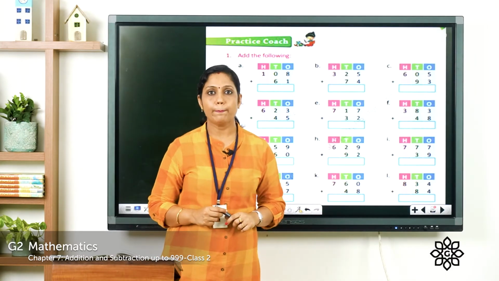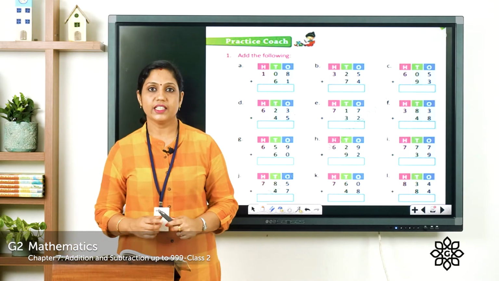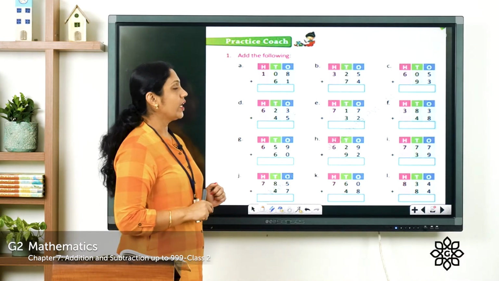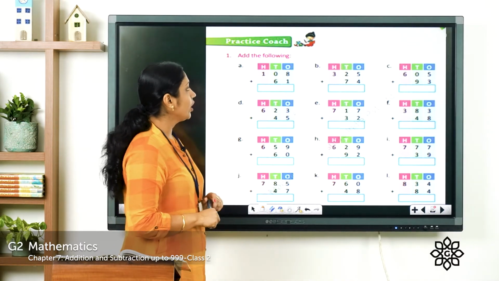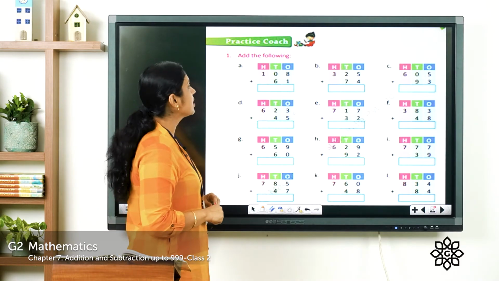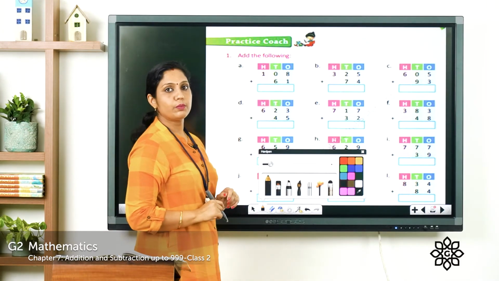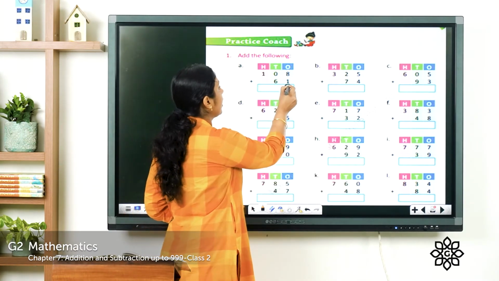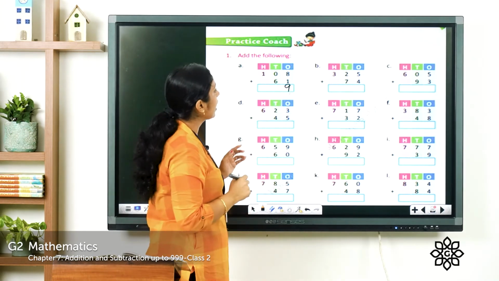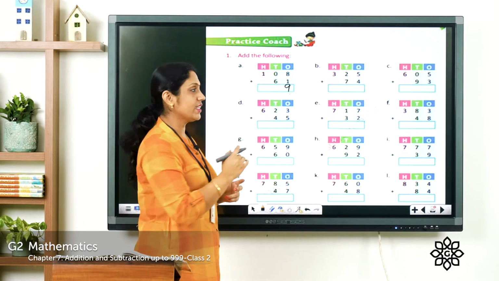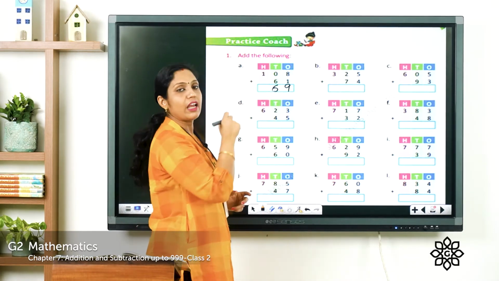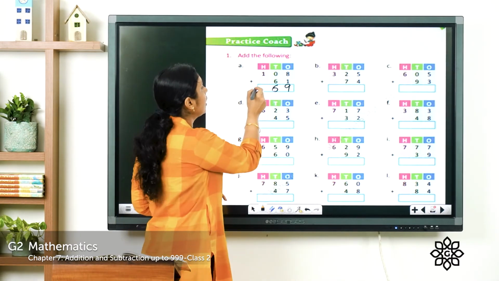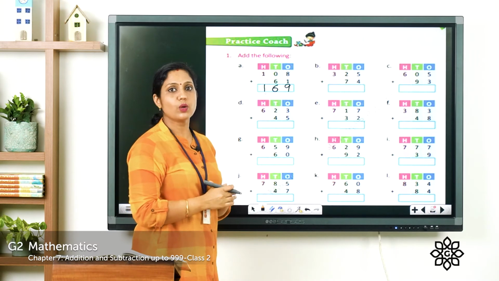Now in your textbook, page number 97, you have some problems to do. Let's check it. So here, first one, add the following. Question A, you have 108 plus 61. First we'll add the numbers which are there in the ones position. So 8 plus 1 is equal to 9. Then we'll move on to the tens place. We have 0 plus 6, and what is the answer? It is 6. And then we'll add the number which is in the hundreds place. We have only one number, so that one we'll write it with the answer, and we got the answer 169.